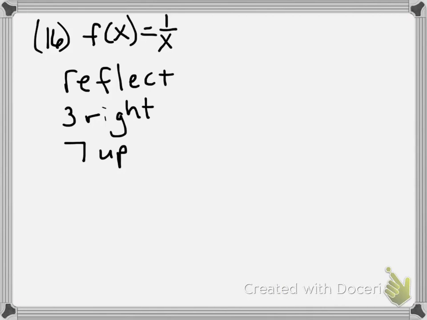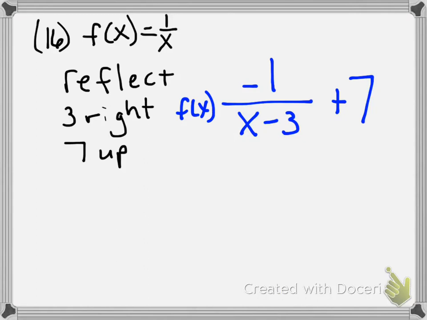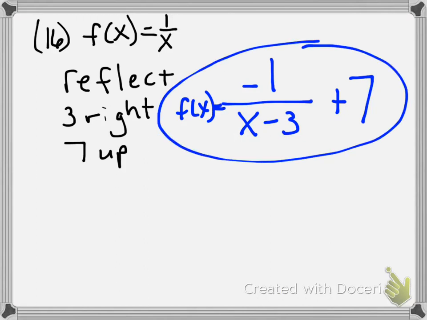Alright, if I'm given the graph f of x equals 1 over x and I'm going to reflect it, that means it's going to have a negative. If it's going to go 3 to the right, that's going to be x minus 3, and 7 up, that's going to be at the end. So that's my answer. f of x equals -1 over x minus 3 plus 7.